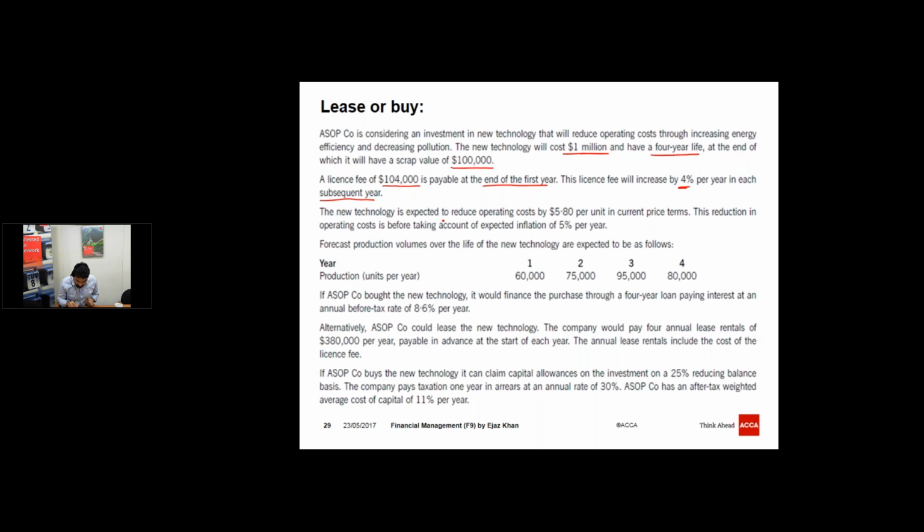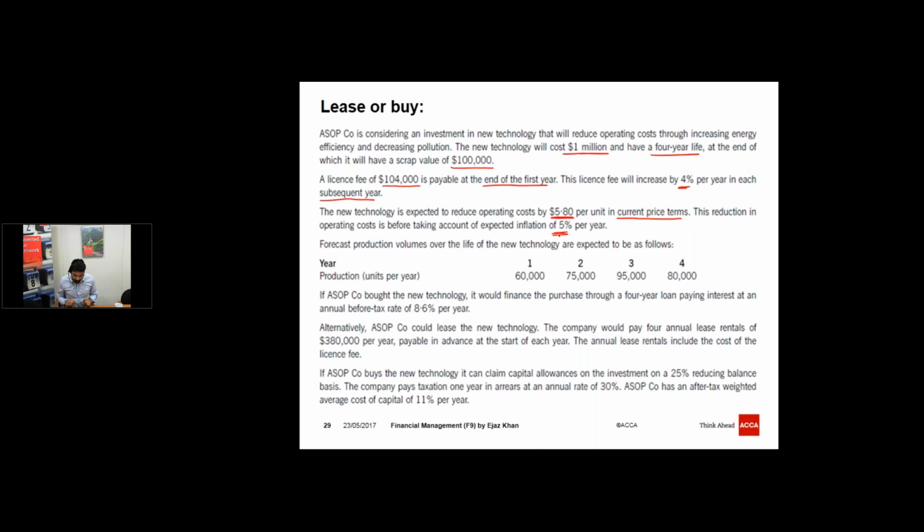The new technology is expected to reduce operating costs by $5.8 per unit. Now, sometimes you make investment to generate additional revenue, and sometimes you make investment to reduce your costs. So in this question, the benefit of the investment is the saving in your operating cost rather than generating additional revenue. So this is actually the inflow of the investment, and it is in current price terms. This reduction in operating cost is before taking account of expected inflation of 5% per year.